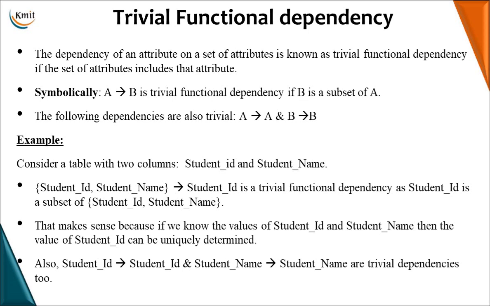A trivial functional dependency says that this set of attributes includes those attributes also. Now, A determines B is a trivial functional dependency if B is a subset of A. So A determines A is by default trivial and B determines B is also trivial. When I have A comma B determines B, this is known as trivial because B is a subset of this. So look at this, student ID and student name determines student ID, where student ID is a subset of this particular left hand side attribute.